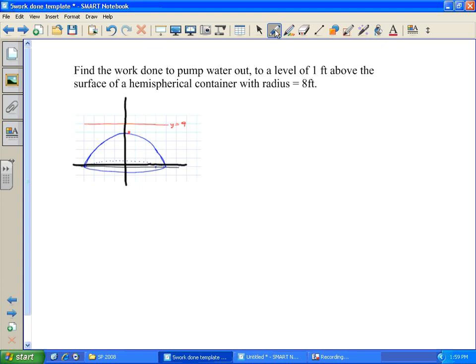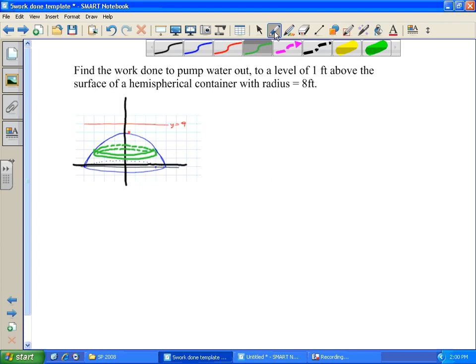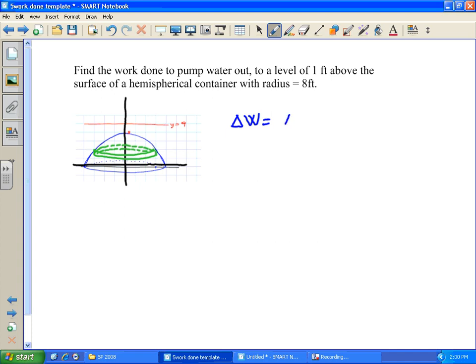For this question, once again, let's pick a representative slab from the region. Okay. So first thing we're going to do is find the work required to put that slab into position, to lift that one up to 1 foot above the surface. So work equals force times distance.